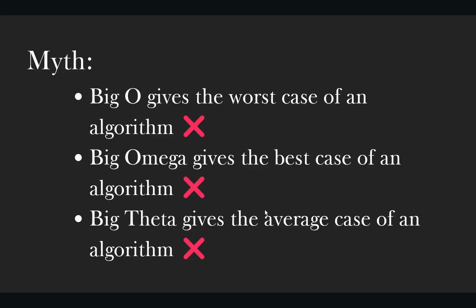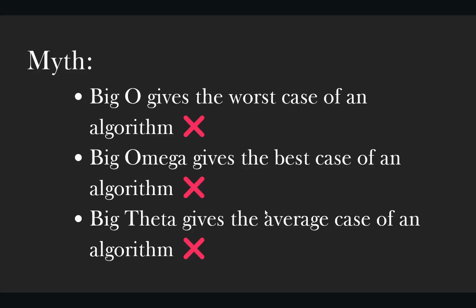There are common misconceptions and myths about these three notations. One is that big O gives the worst case of an algorithm. That's not true. Big O gives the upper boundary of a function. It doesn't give us the worst case. It can be used to describe the worst case, but big O doesn't give the worst case. It gives us the upper boundary of a function.